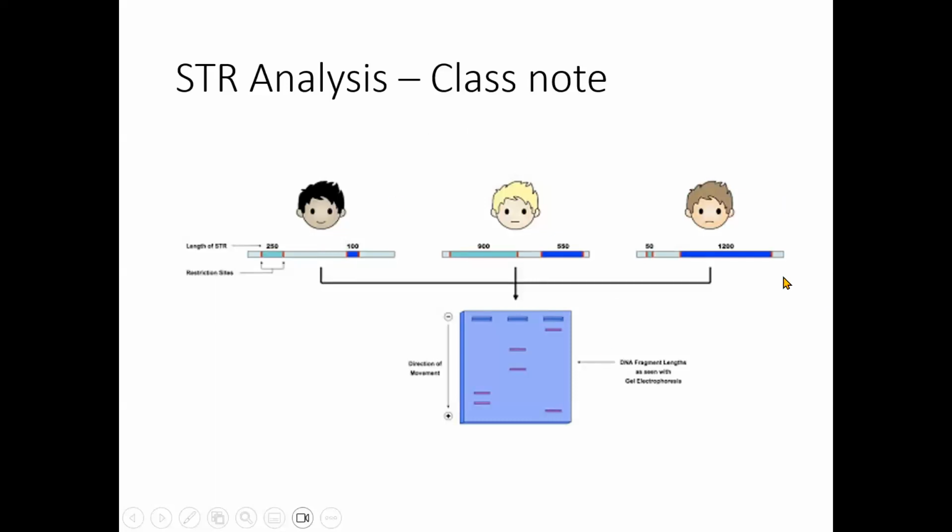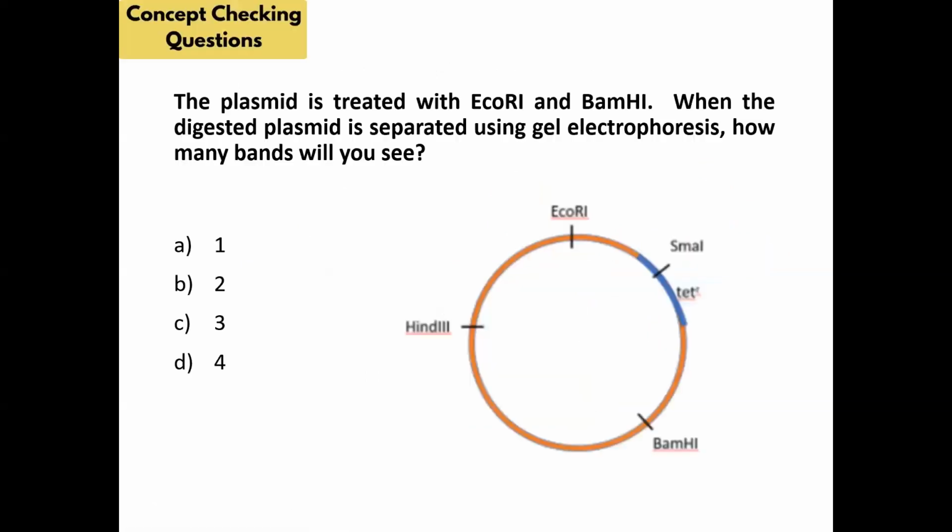Okay, so this is just to show you again, if we're looking at 2 STRs here, this person has a really long one. That's why it's all the way at the top, and then a very short one all the way at the bottom. Right? And you can just compare them, right? And you will see that these are from 3 different individuals. All right, we're gonna move on.